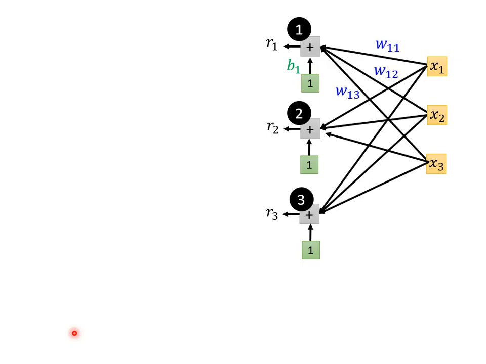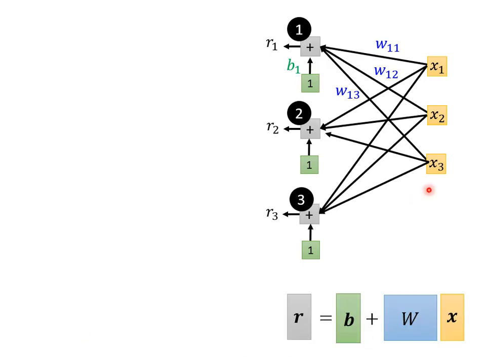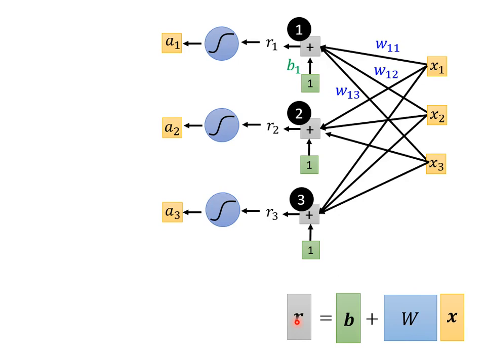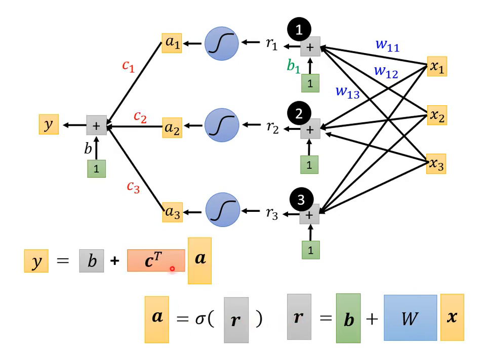The more flexible formula we just wrote does the following: taking input x, the feature vector, multiplying it by the matrix W and adding the vector B to get the vector R. Pass R through the sigmoid function to get A. Then multiplying A with C transpose and adding B to get Y.